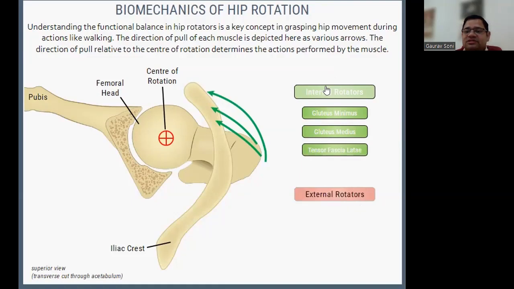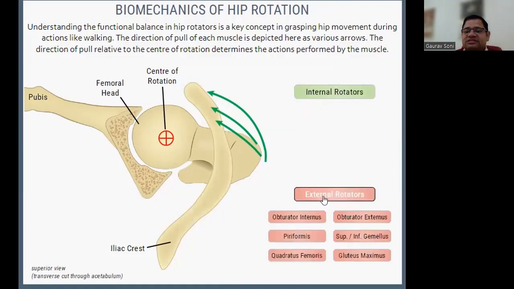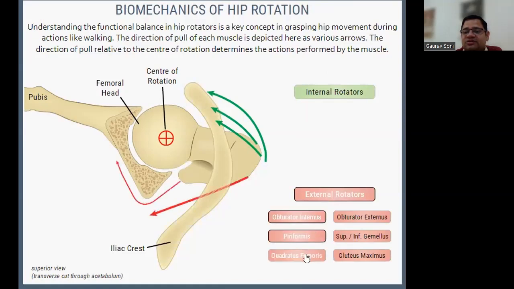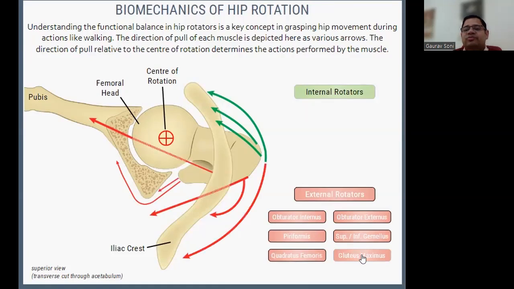Likewise, let me remove this and show the external rotators. You can see obturator internus, piriformis, quadratus femoris, obturator externus, gemellus, and gluteus maximus. So this needs more muscles to do external rotation and is more powerful. Again, I will say the direction of pull relative to the center of rotation determines the action performed. So what is the center of rotation? This particular part. Wherever it is going to move, we need the muscles to pull it in that particular direction.